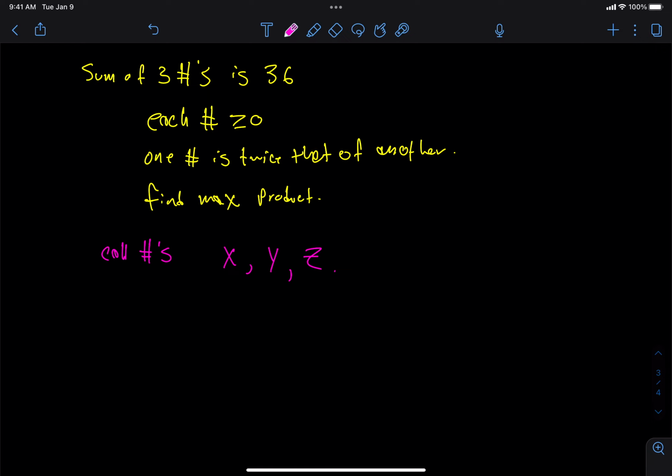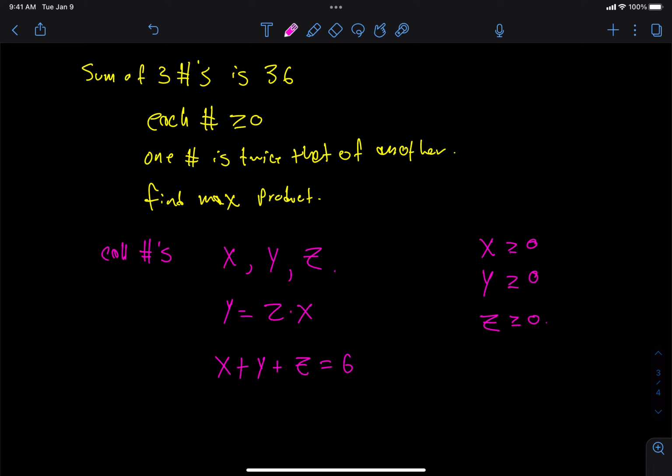Since I could call y z or z y instead, we can go ahead and decide which 2 of them have this 2 times relationship. So I'm going to say that y is equal to 2 times x. And then we also have that the sum of these numbers is 36, so x plus y plus z equals 36. And besides that, we also have x larger than or equal to 0, y larger than or equal to 0, and z larger than or equal to 0.